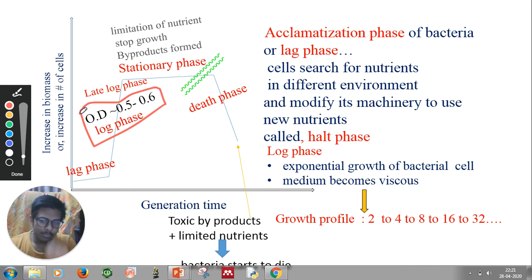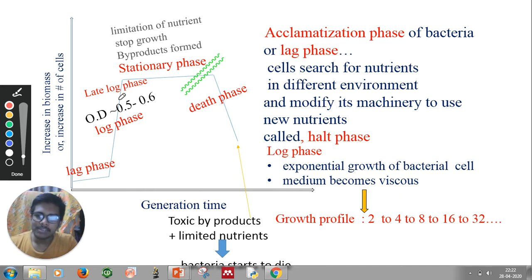Normally what happens is we try to express some protein in the bacteria. So in bacterial cell culture, we allow the bacteria to grow. When we see that the bacterial solution is showing an OD, optical density, of 0.5 to 0.6, then we understand that yes, we are in the right direction. That is, the log phase is happening at that time. So the log phase is the second phase of the bacterial cell growth curve. In this phase, exponential growth of the bacterial cells happens and the medium becomes viscous.